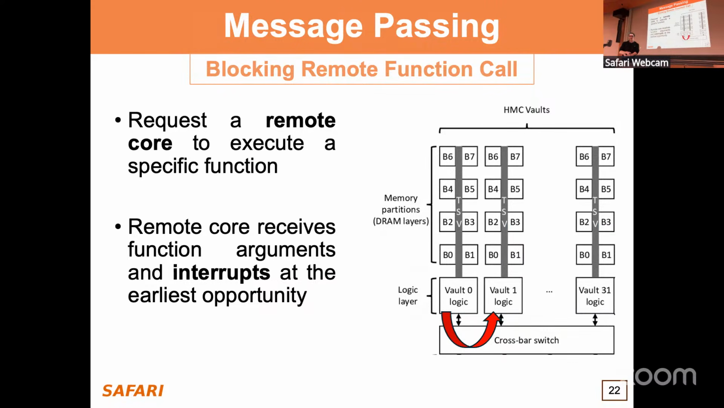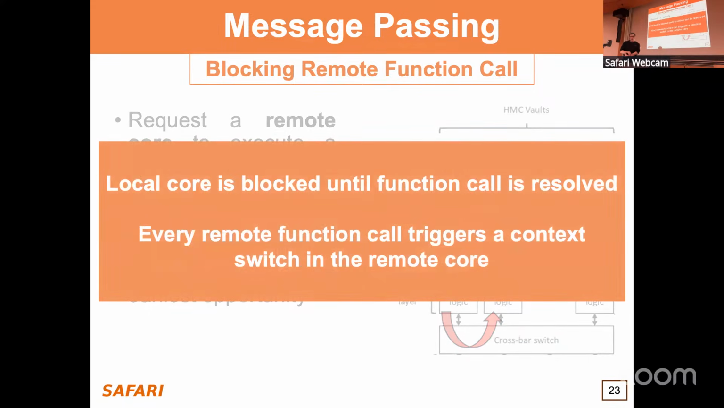So the first kind of message that will happen between the cores is a blocking remote function call. The local core will request the remote core to execute a specific function. Then the remote core will receive that function and its arguments and interrupt at the earliest opportunity that it can. The problem with this is that the local core will be blocked until that function call is resolved and it has a return value. And also every single one of these blocking remote function calls will trigger a context switch in the remote core.